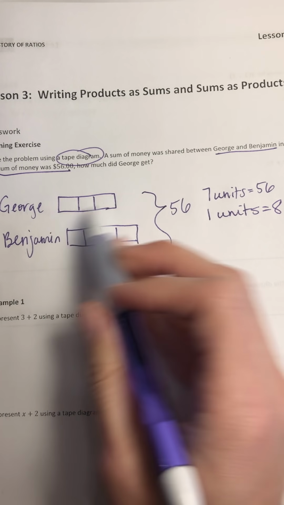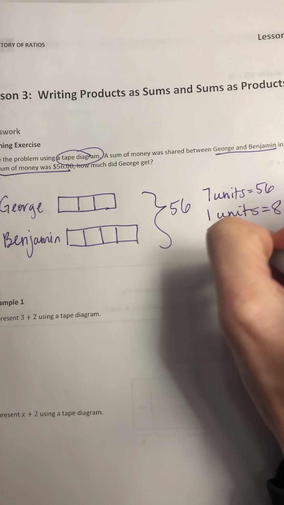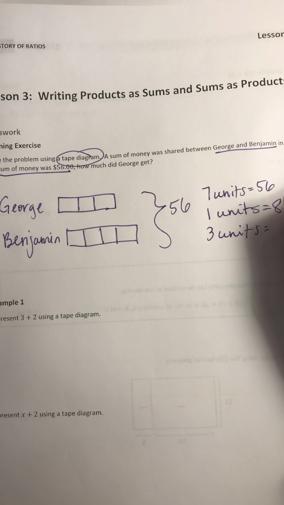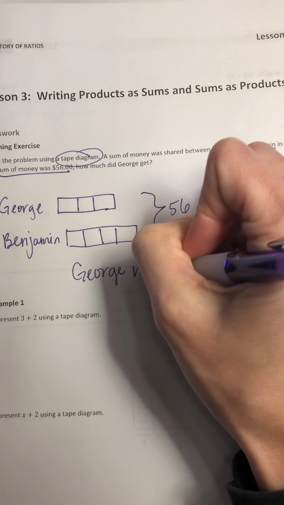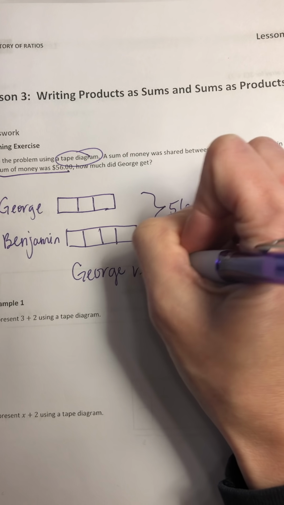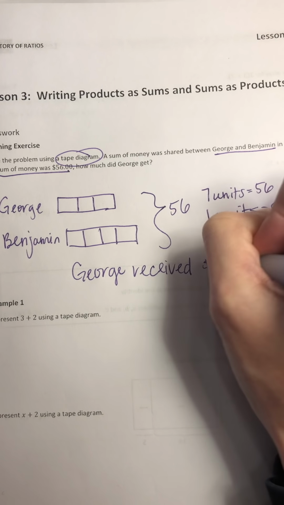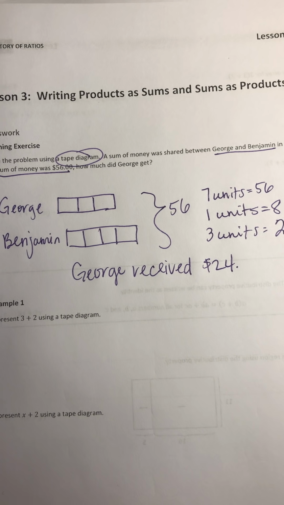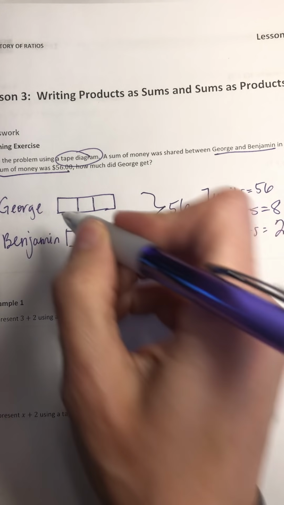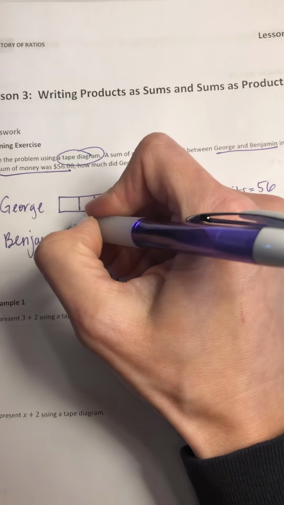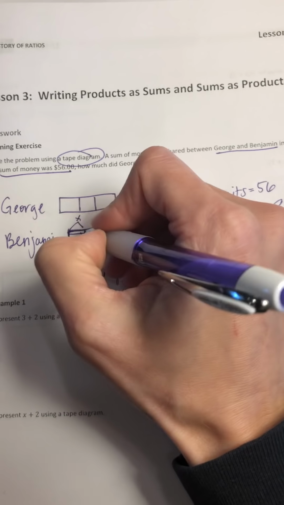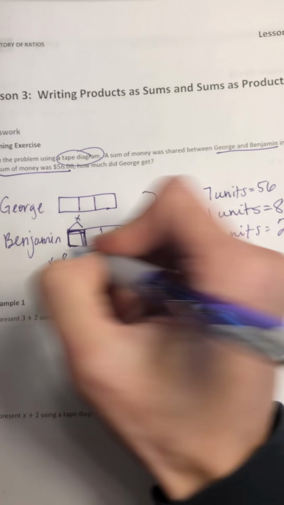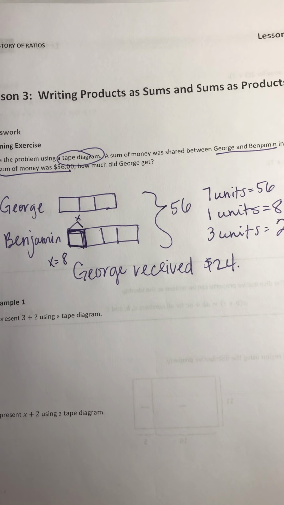Therefore, if George has 3 units, then George has how much? 24. George received $24. Okay, so imagine that one of these, since we didn't know the value, imagine that, call it X. What does the rectangle label X represent? So what does this mean? That means X equals 8. Just another way to look at it.